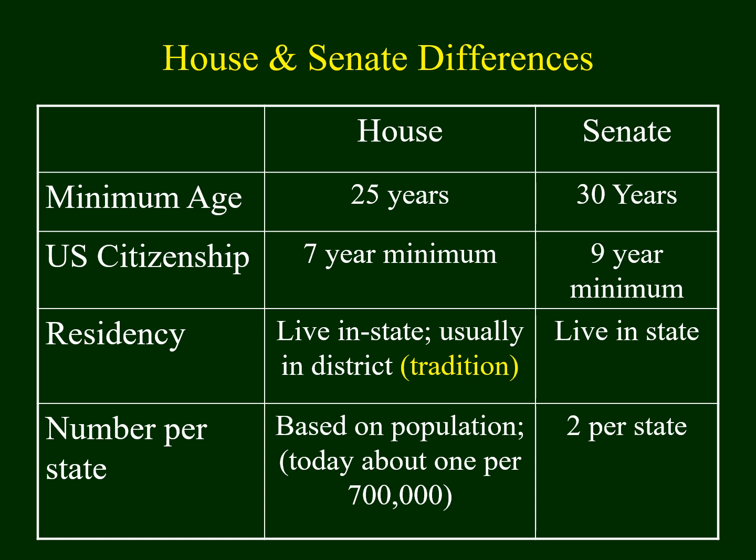The Constitution also requires that the number of House members is based upon each state's population. Every state gets at least one, and then others are added based upon the number of people who live there. Today it's one for about every 700,000 people. For the Senate, there are 2 senators per state.